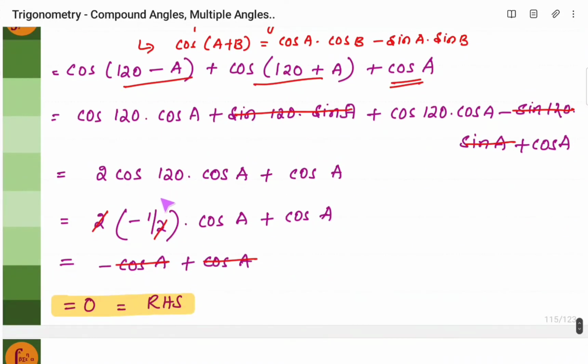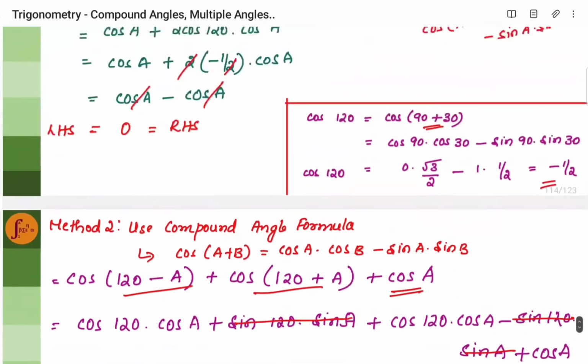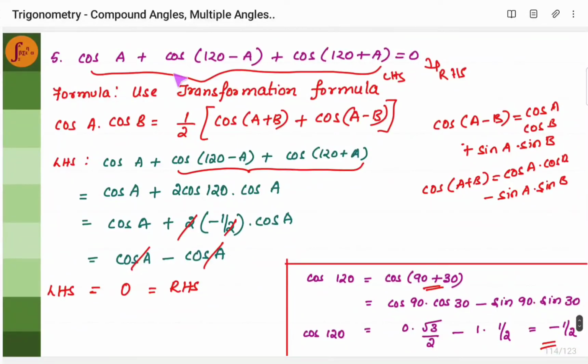Now you substitute minus half for cos 120, 2 and 2 will get cancelled. You're left with minus cos a plus cos a. Minus cos a plus cos a is 0, which is equal to RHS. Now this is one method of solving. The other method is using transformation formulae.